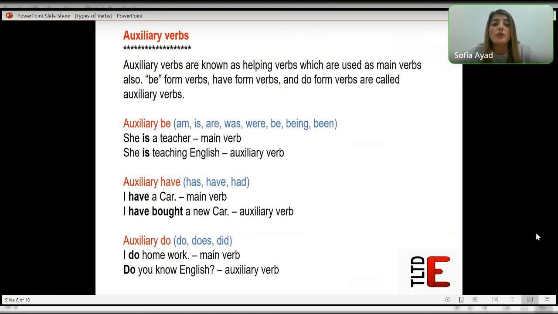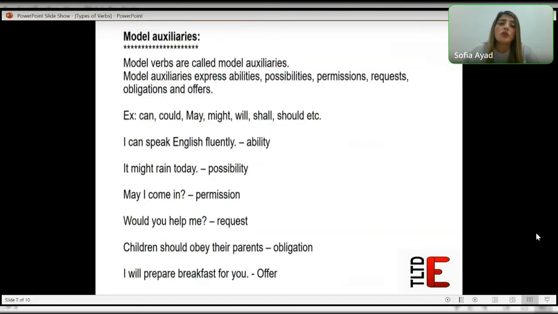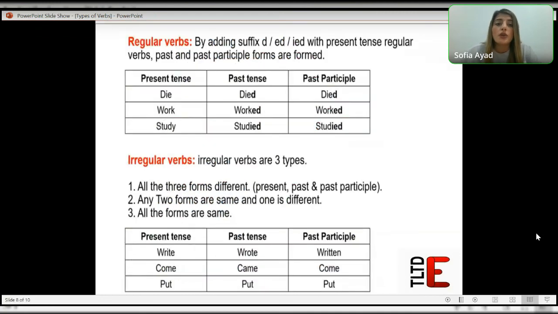Auxiliary verbs are known as helping verbs, and they are also used as the main verb. Modal auxiliaries are called modal verbs. They express abilities, possibilities, permissions, requests, obligations, and offers. Regular verbs, we say we can make a verb regular by adding the suffix d, ed, or ied to the present tense. Past and past participles are formed.